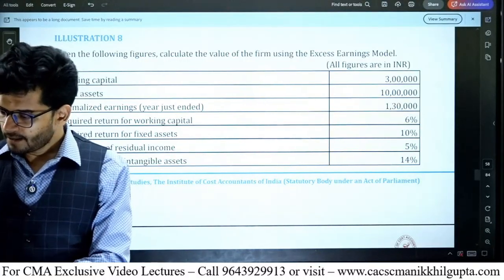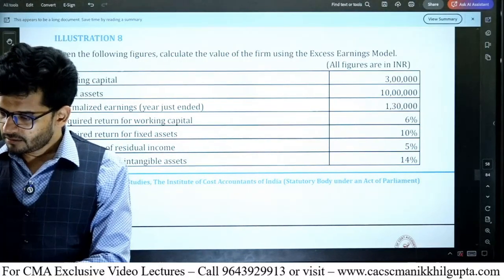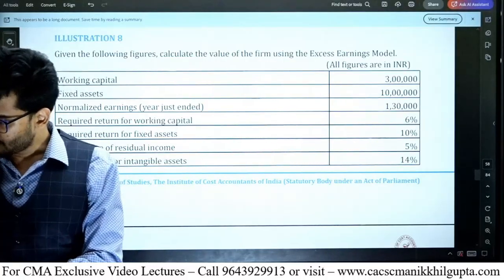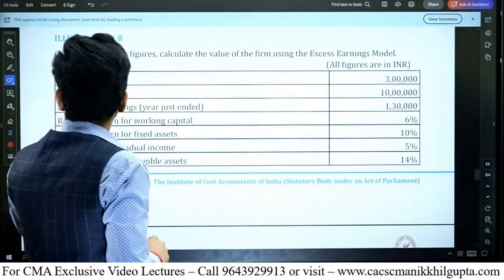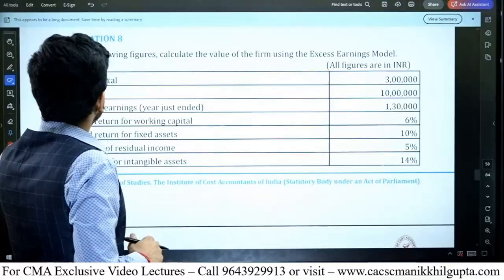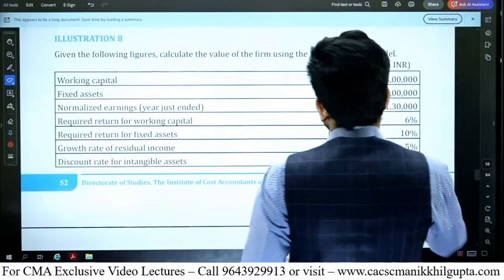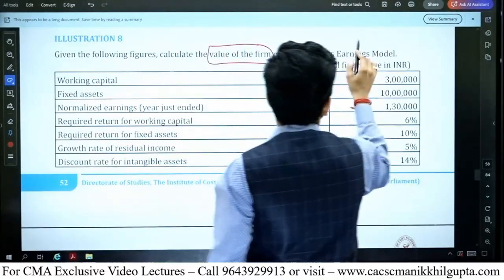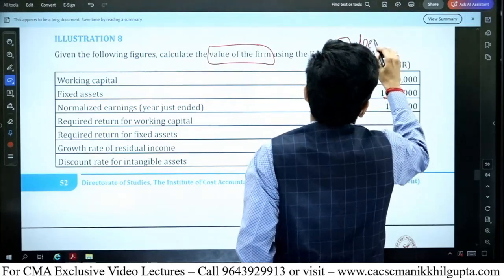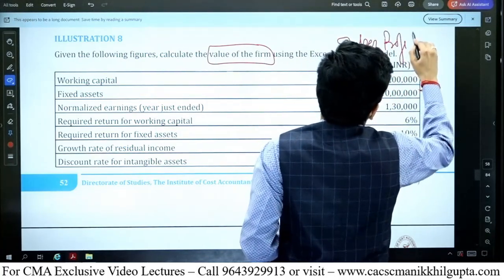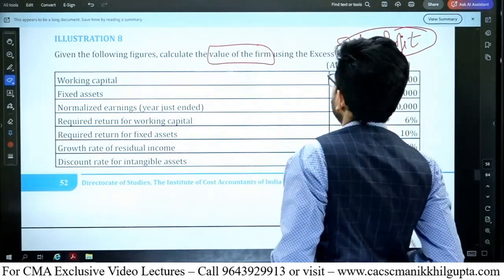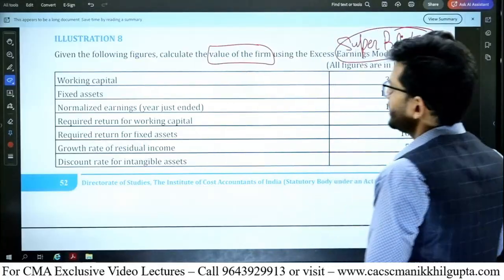Alright, sir, got it. So illustration number 7, quite straightforward and easy calculation. Okay, illustration number 8, we need to discuss it briefly. Given the following figures, calculate the value of the firm. Value of the firm is required to be calculated again using the super profit method. Using the super profit method, value of the firm is required to be calculated.